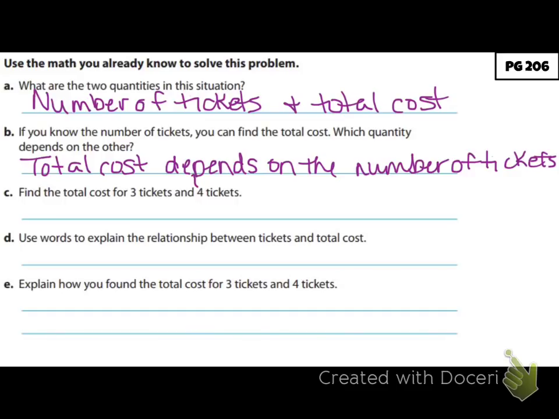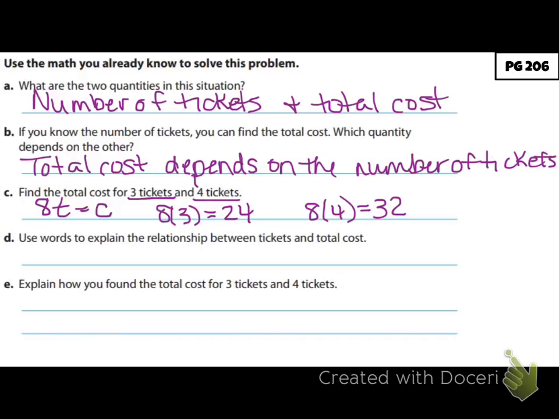So C says, find the total cost for 3 tickets and 4 tickets. So we know that we have to have our number of tickets times the $8 it costs per ticket. And that is going to give us our total cost. So this is our equation. Now that we have our equation, we are going to plug in 3, and we're going to plug in 4 for our tickets. So 8 times 3 equals 24, and 8 times 4 equals 32.